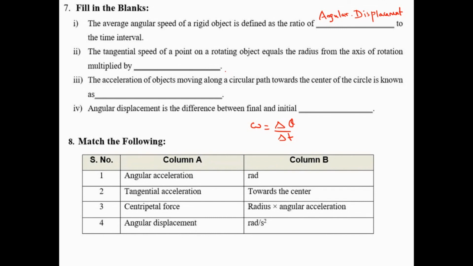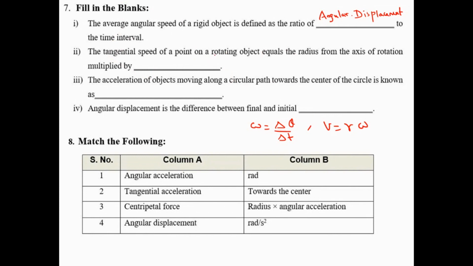...to the time interval. This is the answer for the first question. What is the answer for the second question? The tangential speed of a point on the rotating object equals the radius from the axis of rotation multiplied by what? They clearly mention this is a tangential speed. It's a relation between the linear speed and the angular speed: v equals r omega. So they give the questions based on this formula.